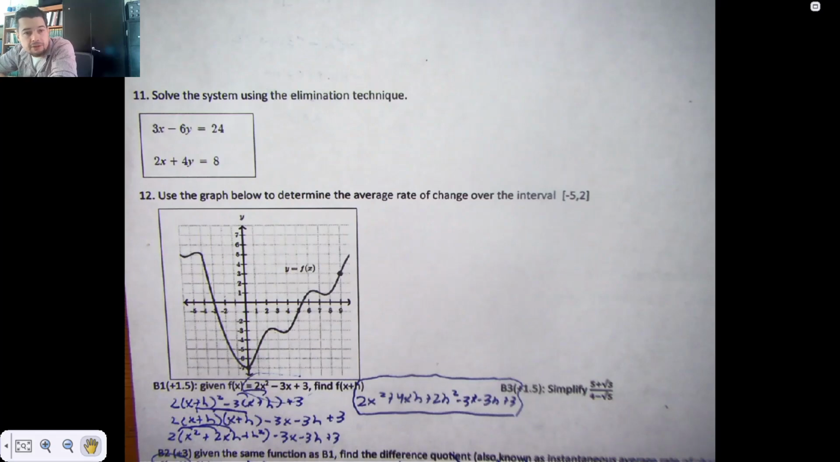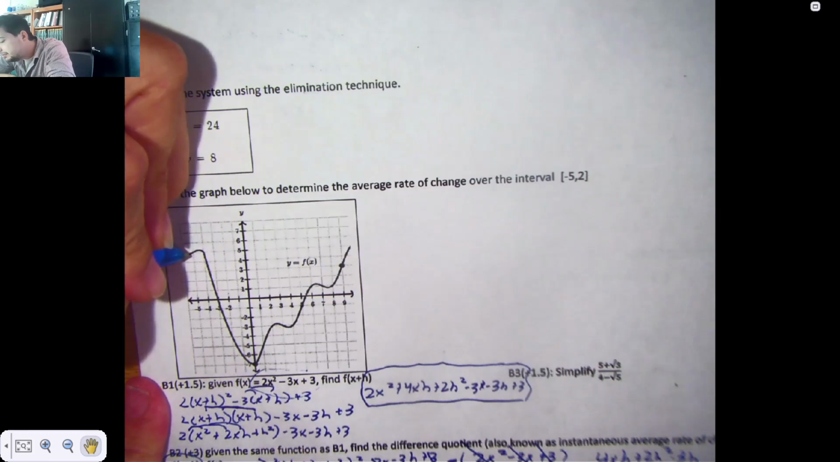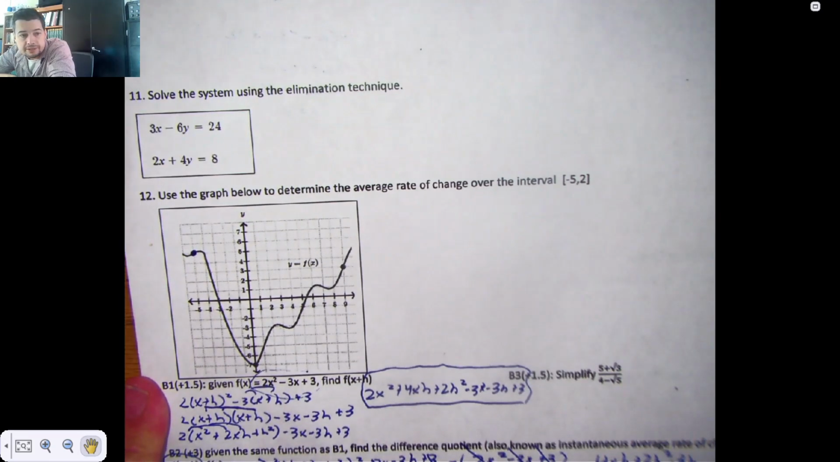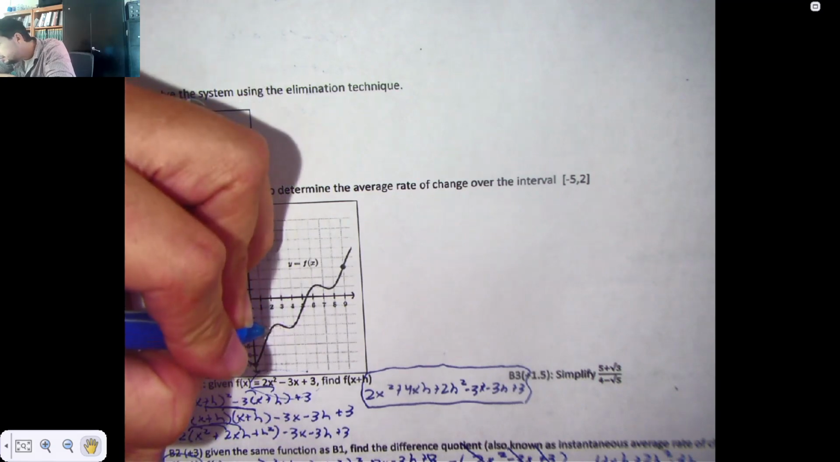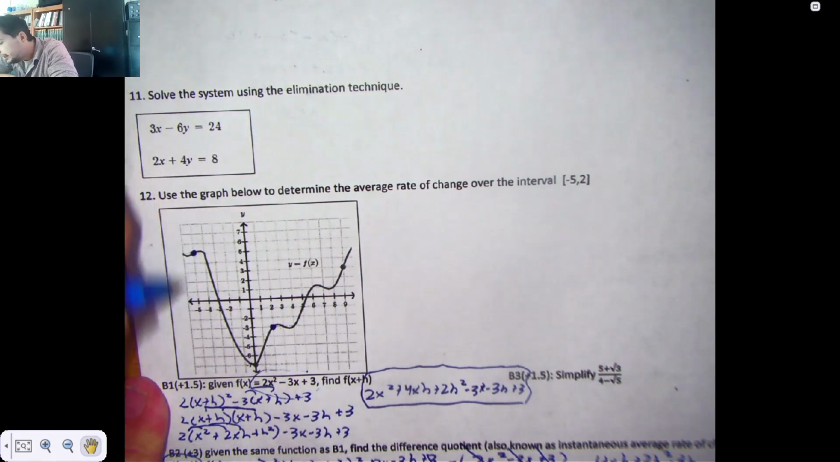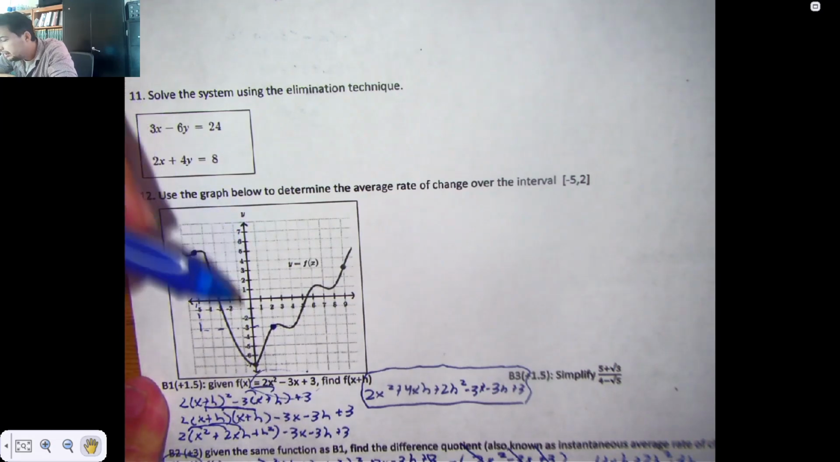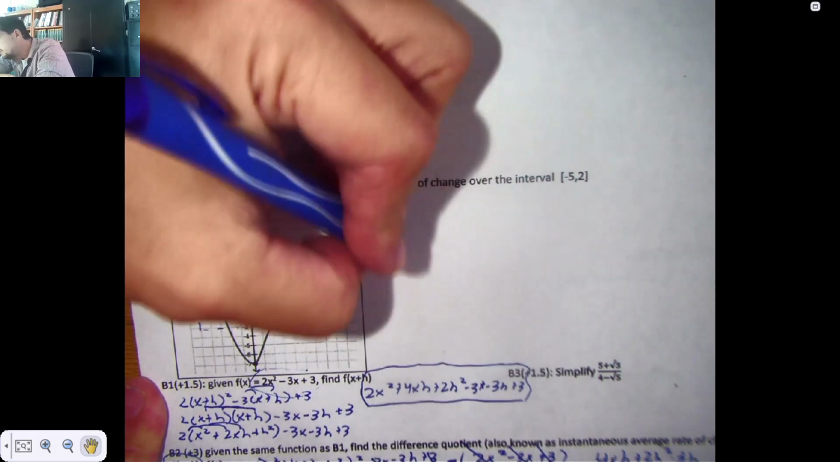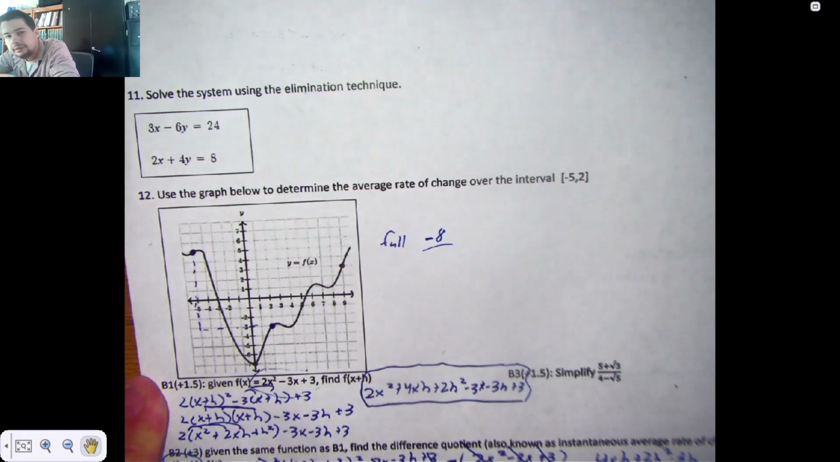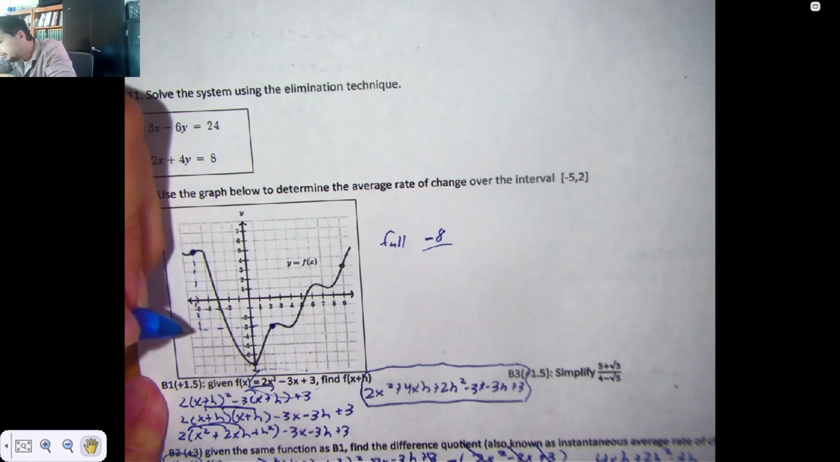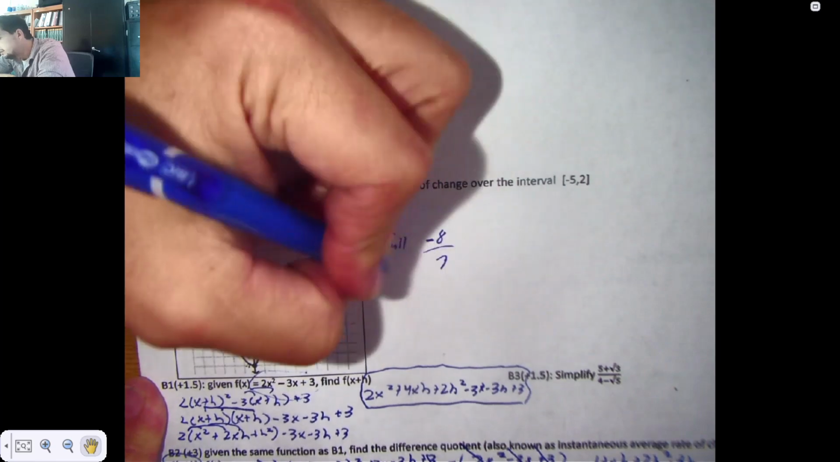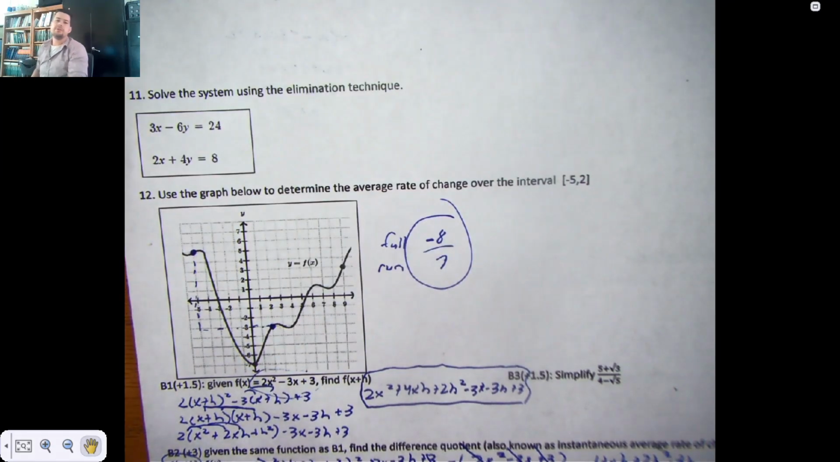Anyways, where was I? Use the graph below to determine the average rate of change over the interval -5 to 2. It is the easiest question on this test. That's where x is -5. This is where x is 2. And it looks to me like I fall 8 units because I'm falling from 5 to -3. So I fall -8 because I'm falling. And I run from -5 to 2, which if I count the blocks, is 7. And there's my average rate of change. It's -8/7 of a unit.